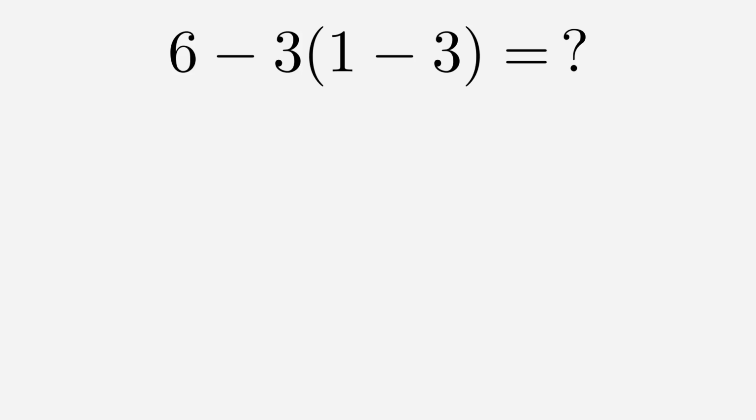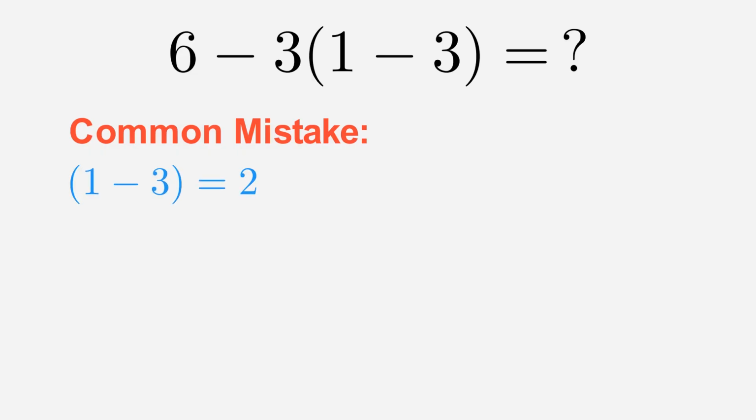6 minus 3 times 1 minus 3. Negative numbers hiding in plain sight. Let's see if you can spot them. Most people start with the parentheses. 1 minus 3. Some people say 2 because they flip it in their head. Others get confused. Then they try to figure out what 3 times something is, and the whole thing falls apart.